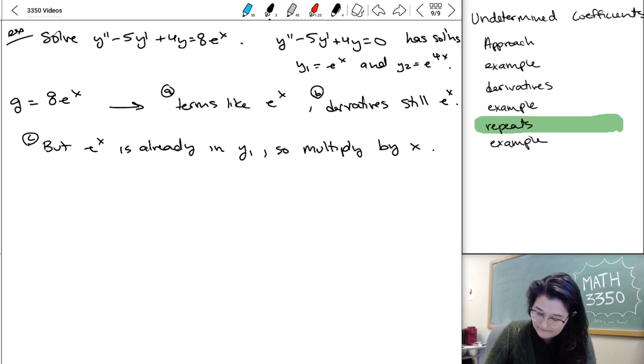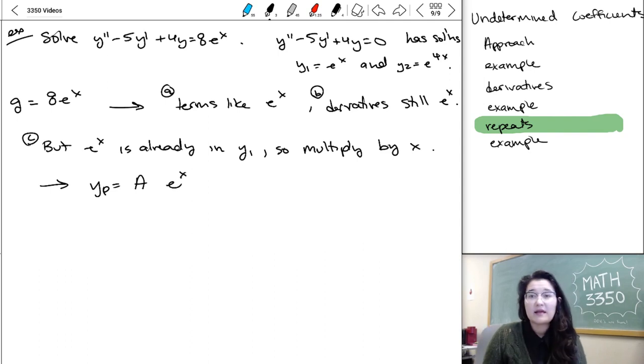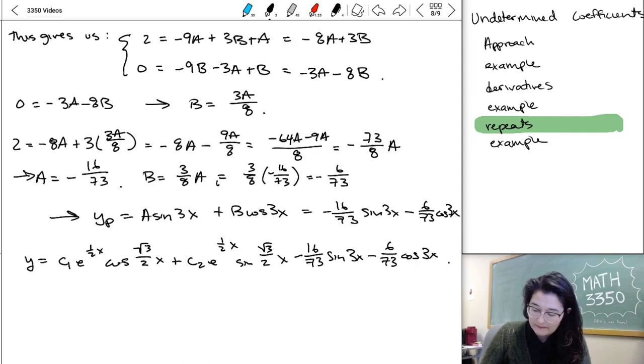That means my y sub p is going to be a, and instead of being e to x, it's going to be a times x e to x. So x e to x is different from e to x, and it's different from e to 4x, so I'm fine. This is a new function. It came from e to x. It addresses derivatives, and it does not copy y1, so I can proceed with this.